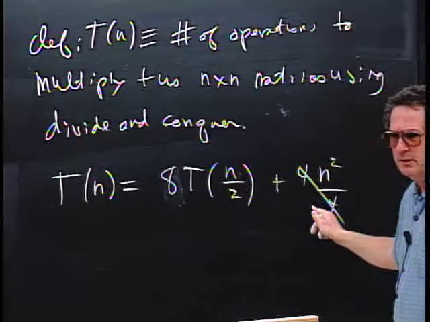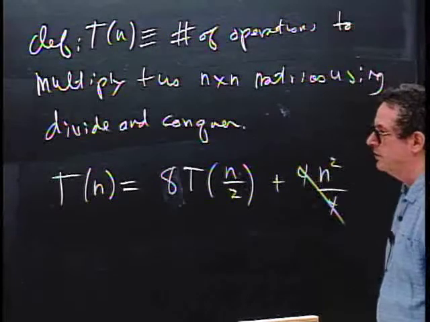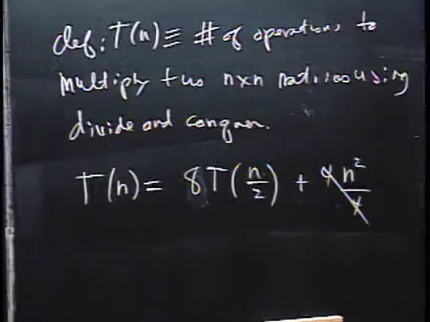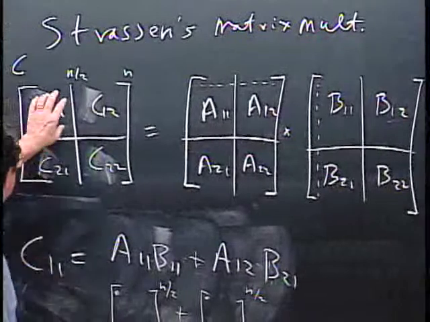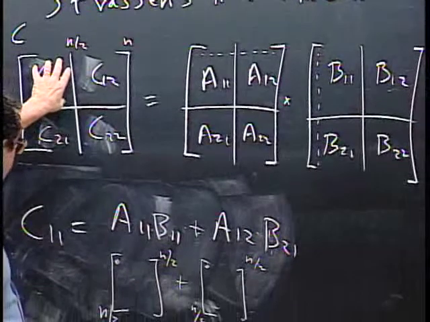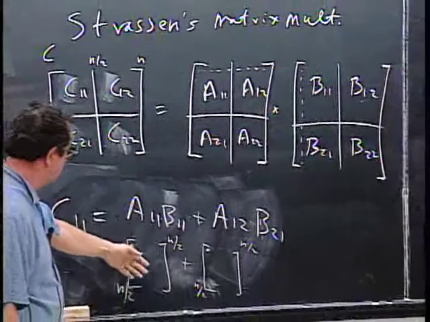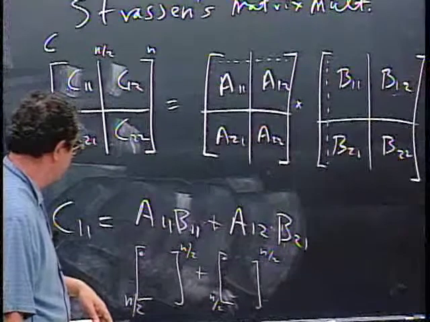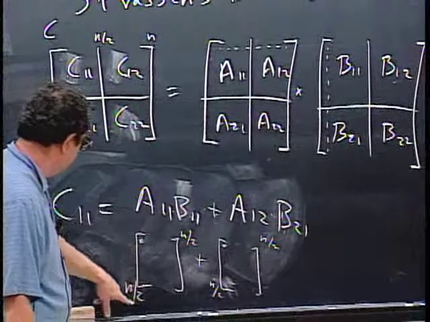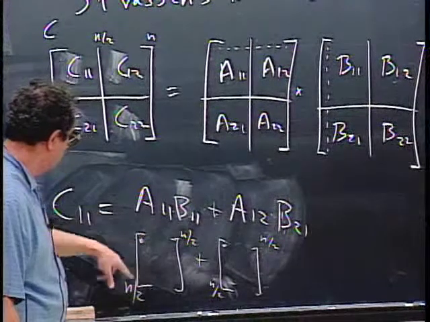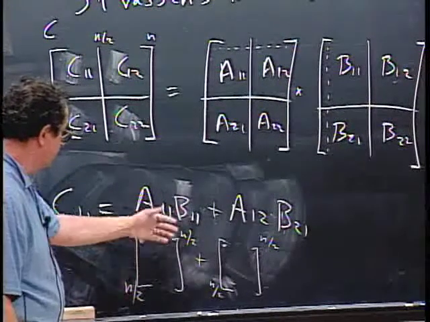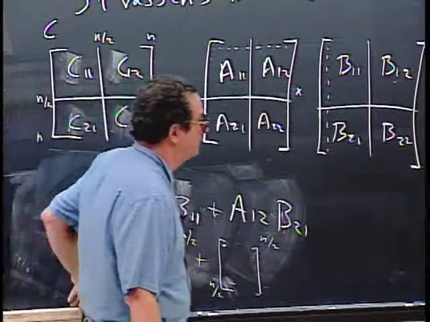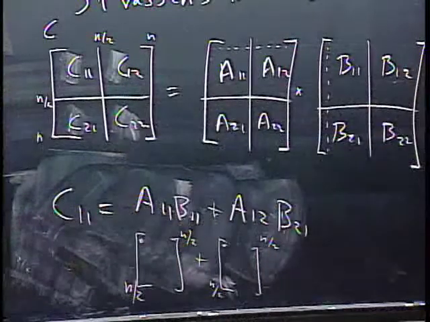Did I make a mistake here in canceling these four? Let's just go over that again. For each one of the n over 2 by n over 2 submatrices, we have to do an addition of these two submatrices, and that involves n over 2 times n over 2 individual elements. But that's n squared over 4, and then we have 4 of these, so yeah, n squared.